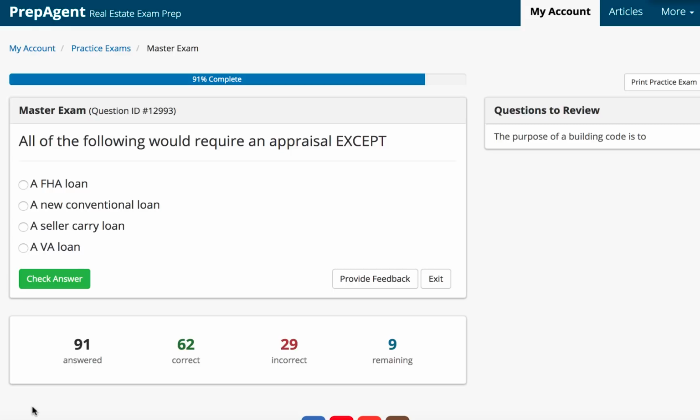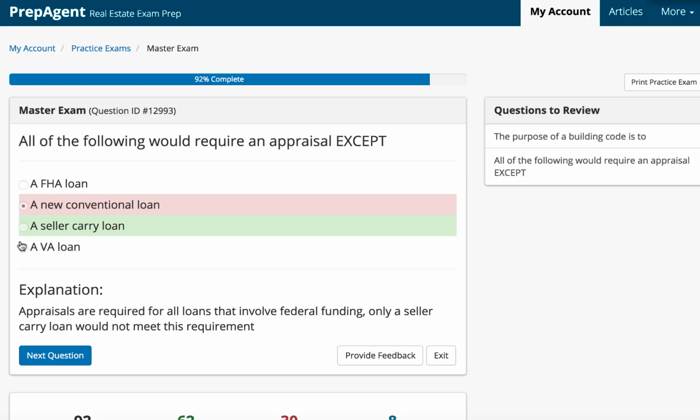What do you think the answer is? I know I'm not supposed to ask you questions, so I'll answer. The new conventional loan, you couldn't get an appraisal because there's nothing there, right? Because it's new. Okay, so the seller carry loan is a fancy way of saying you just made me a loan. Do you have to get an appraisal to give me money? No. So that's all that means. For these other ones, you do. These other ones are from banks and government institutions.